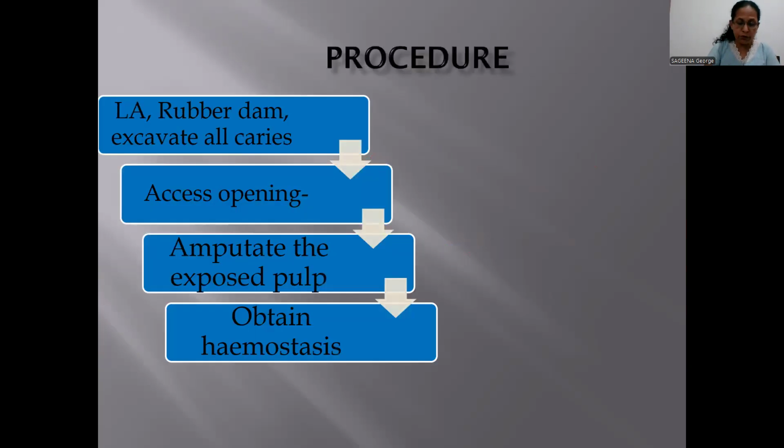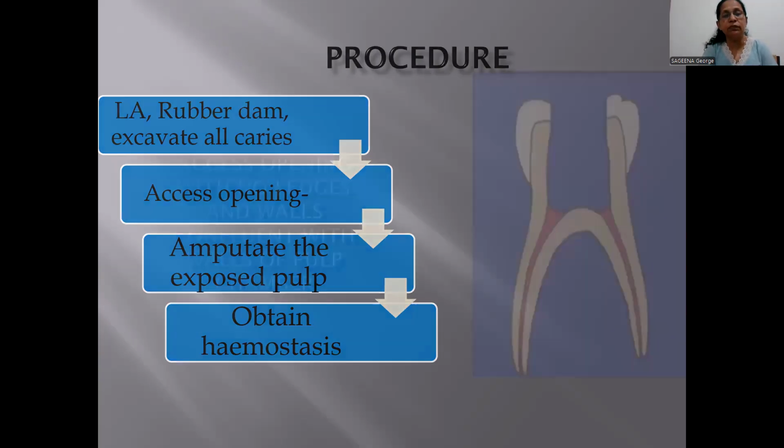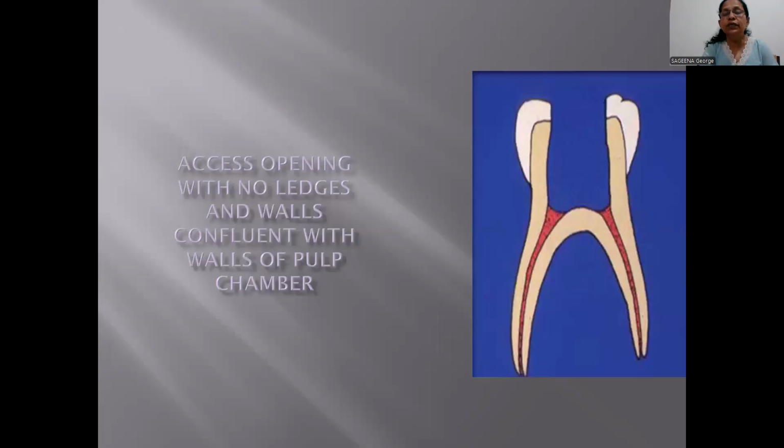Now we will discuss the procedure of formocresol pulpotomy. So imagine there is a deep carious lesion. You give local anesthesia and isolate the tooth with a rubber dam. All the superficial caries and debris are removed, and then the entire roof of the pulp chamber is removed using a high-speed handpiece with water coolant. And then you will be able to visualize the coronal pulp tissue.